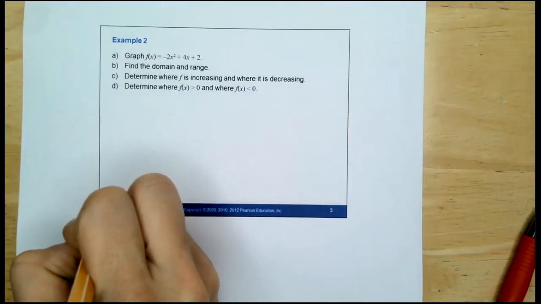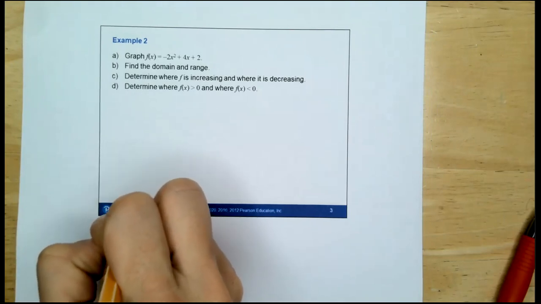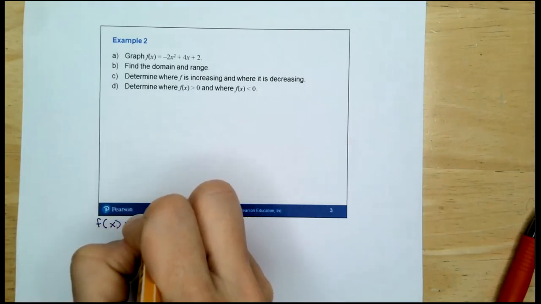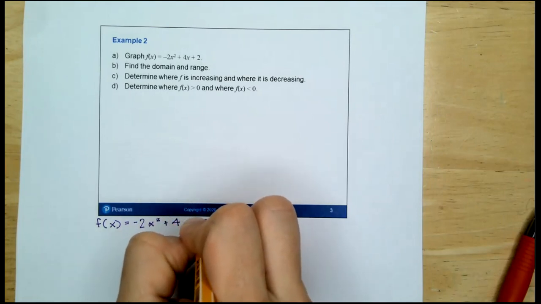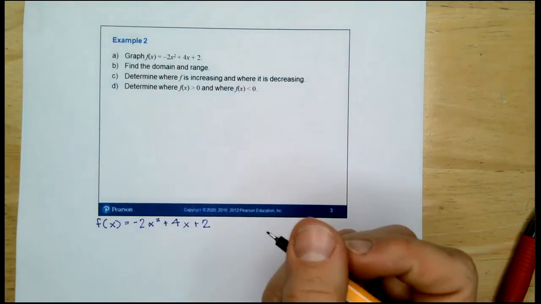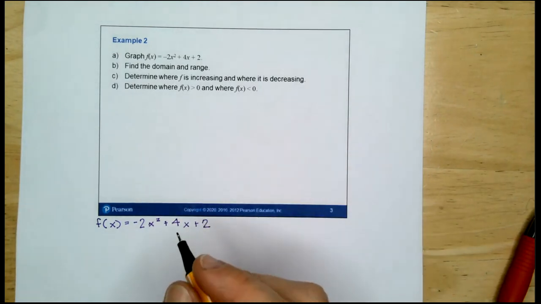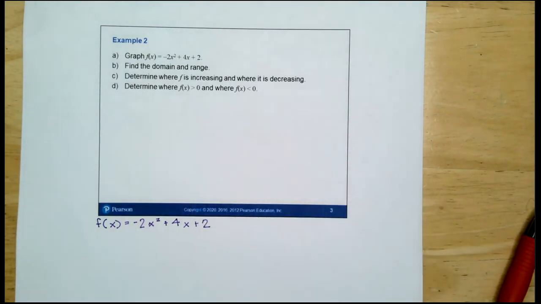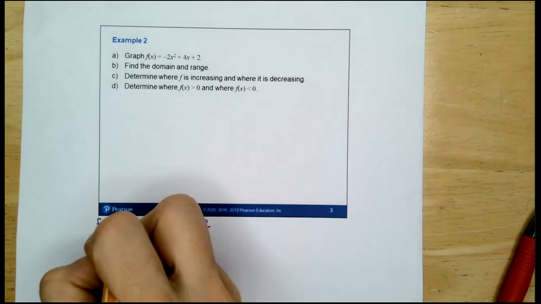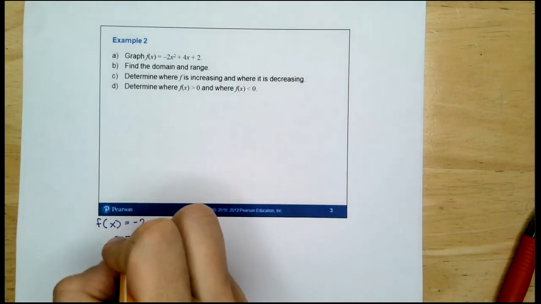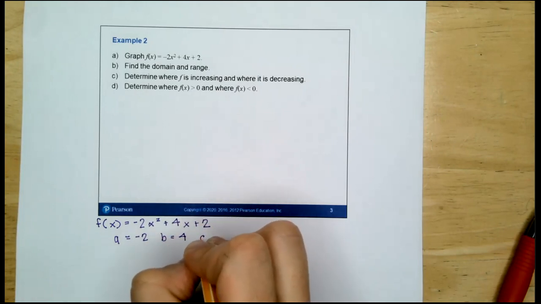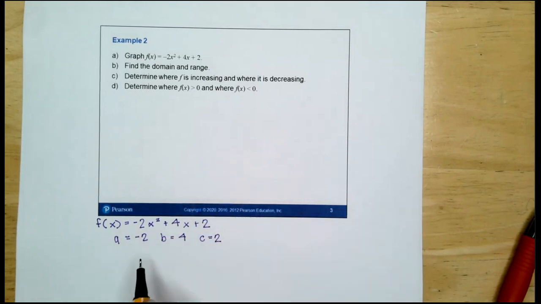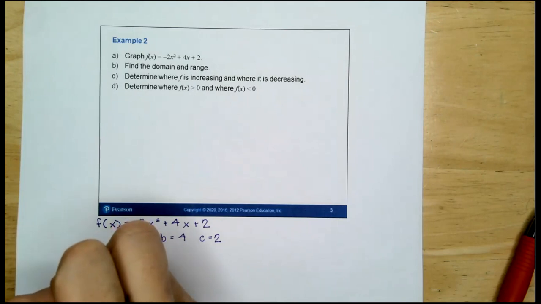So we have f of x is equal to negative 2x squared plus 4x plus 2. You can start in whatever order you want, but generally they're going to ask you first for the vertex. So if I'm going to find the vertex, I need to find my a, my b, and my c. A is negative 2, b is 4, and c is positive 2.